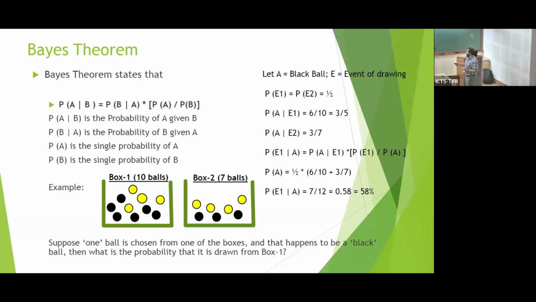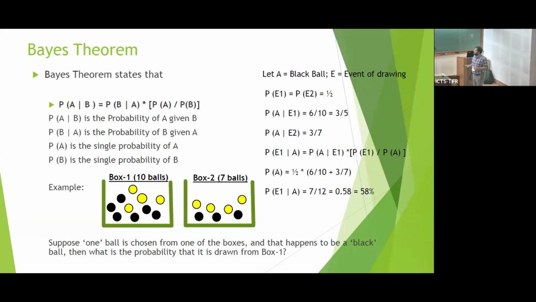Suppose here P(A|B) is the probability of A given B, P(B|A) is B given A, and P(A) and P(B) are the individual probabilities in any event. So what are the event and A and B? Let us get familiarized with the example. Suppose you have a box of 10 balls, black balls and yellow balls. There are 10 balls in box 1, of which 6 are black, and suppose there are 7 balls in box 2, with 3 black balls and 4 yellow balls. So there are a total of 17 balls.